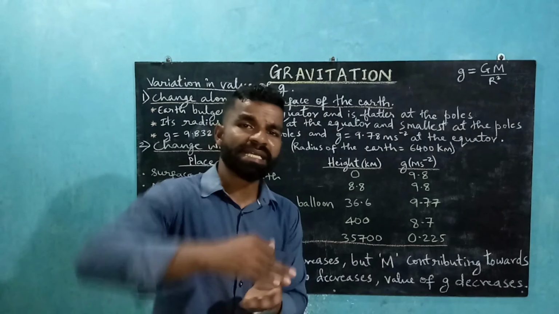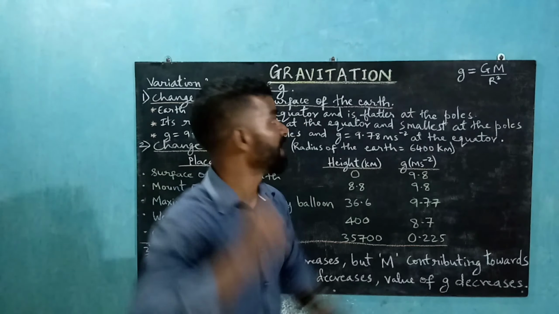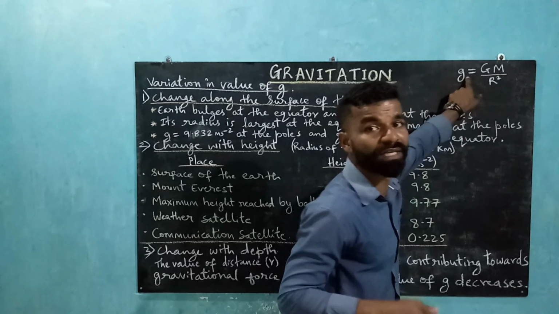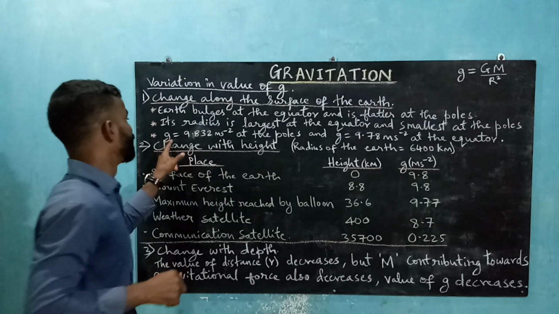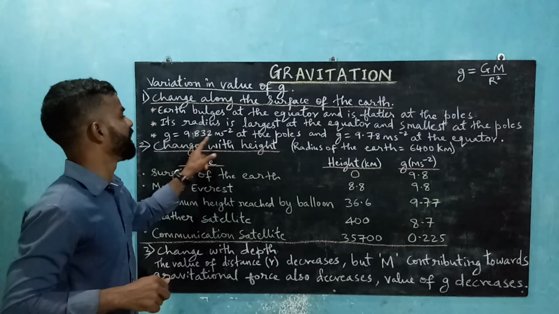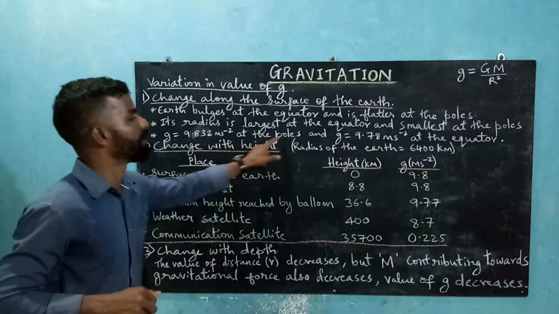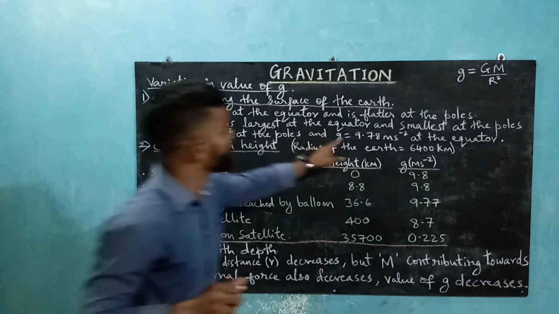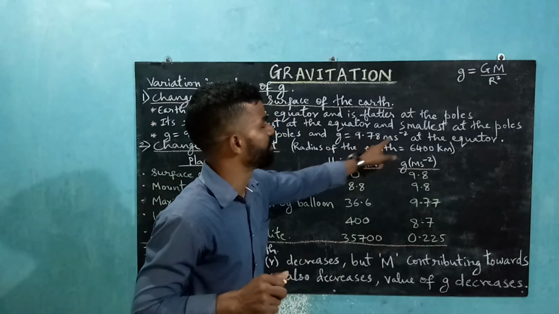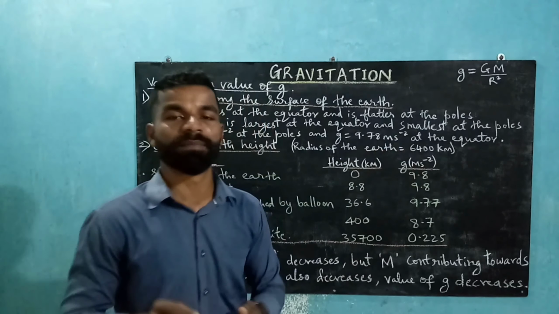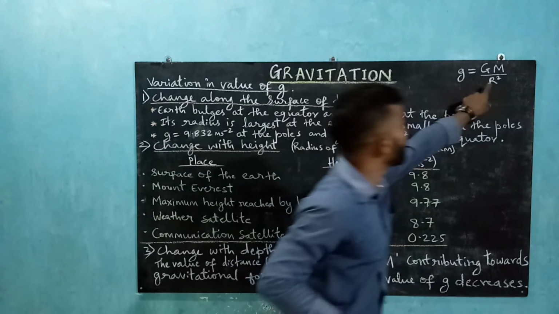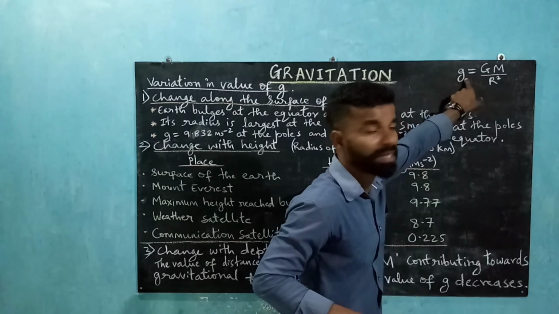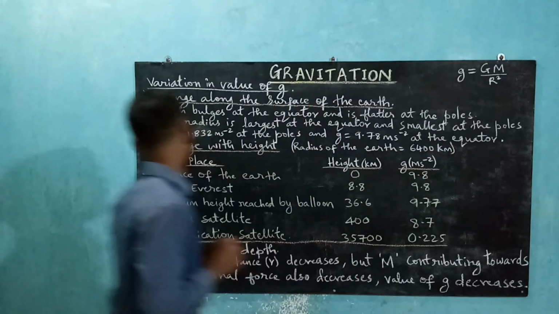So if the radius is smallest at the pole, what will happen? If the radius is smallest, then the value for g will be more. The same thing, g is equal to 9.832 meter per second square at the poles because the radius is less, and g is equal to 9.78 meter per second square at the equator because the radius is more. So the denominator is more, so the value for acceleration due to gravity is less at the equator.